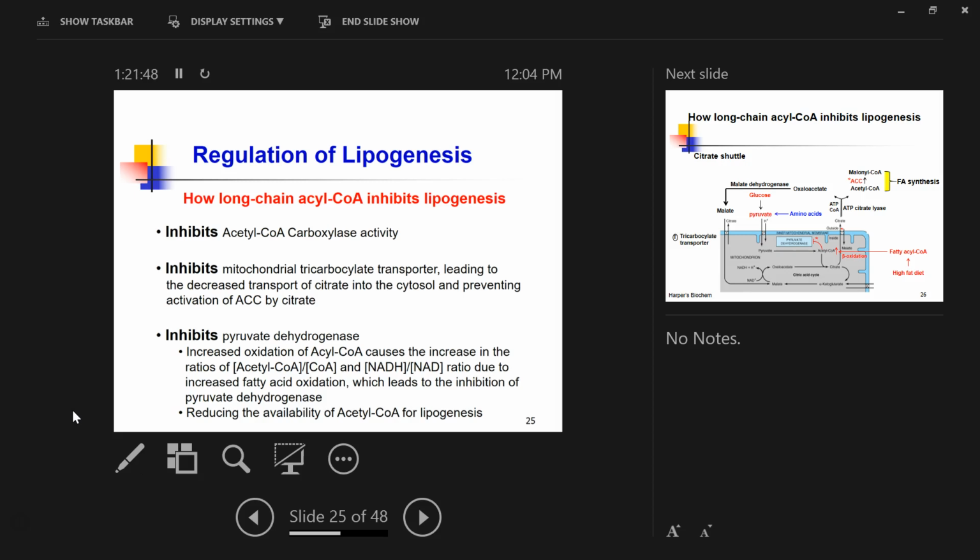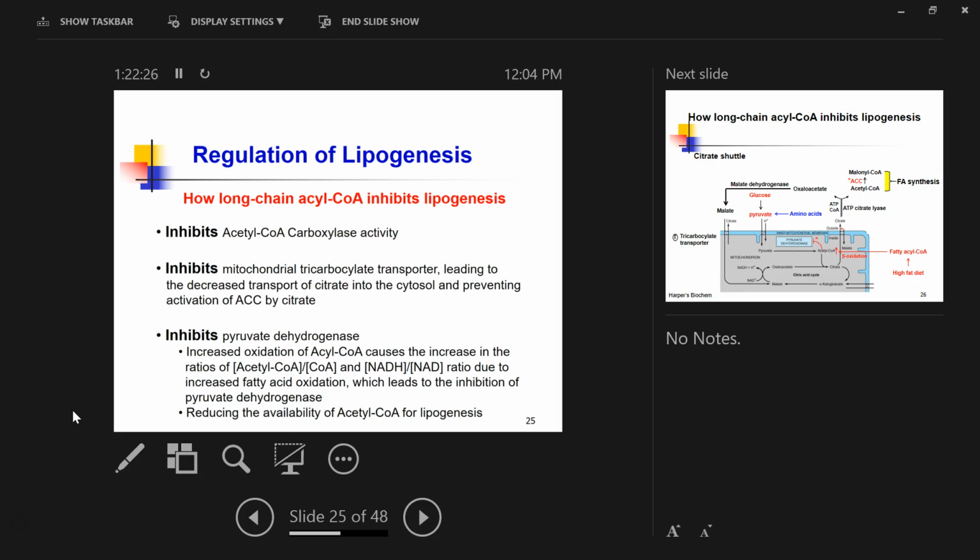But in addition to this mechanism, they are also involved in two other mechanisms, right? So first, again, long chain acyl-CoA can directly inhibit the ACC activity, right? And the second mechanism is that it inhibits the transporter activities. Remember the citrate shuttle, right? So long chain acyl-CoA can also inhibit the transporter of citrate into the cytosol. This is the second mechanism, how long chain acyl-CoA inhibits lipogenesis.